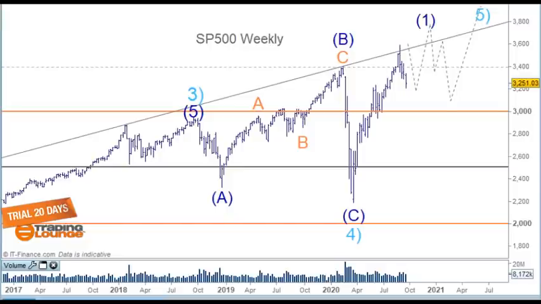So starting with the S&P on the weekly chart here, as you may know, we've got different ways that we can count this to the upside here. And the way that we are looking at it though is that we've got a top of wave 3 here, a wave 4 here, and we're looking for a wave 5 up here. But I must say that I can be easily wrong with this.